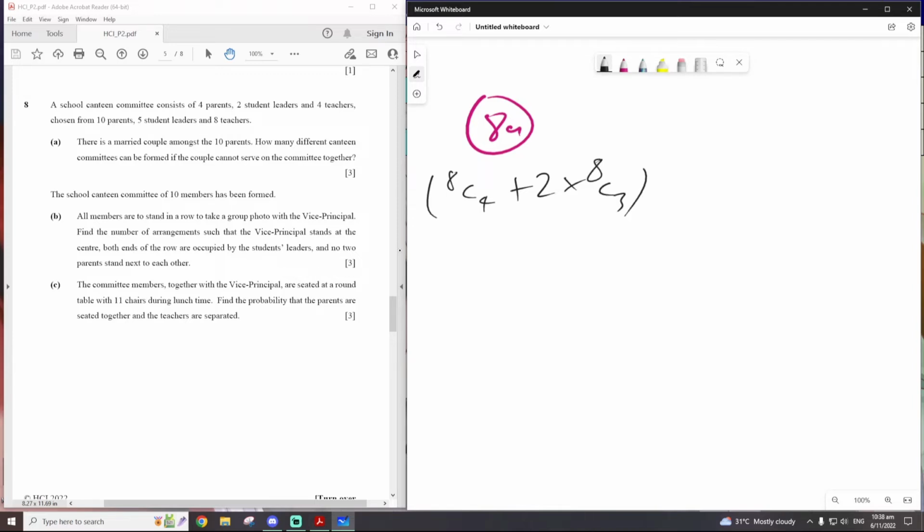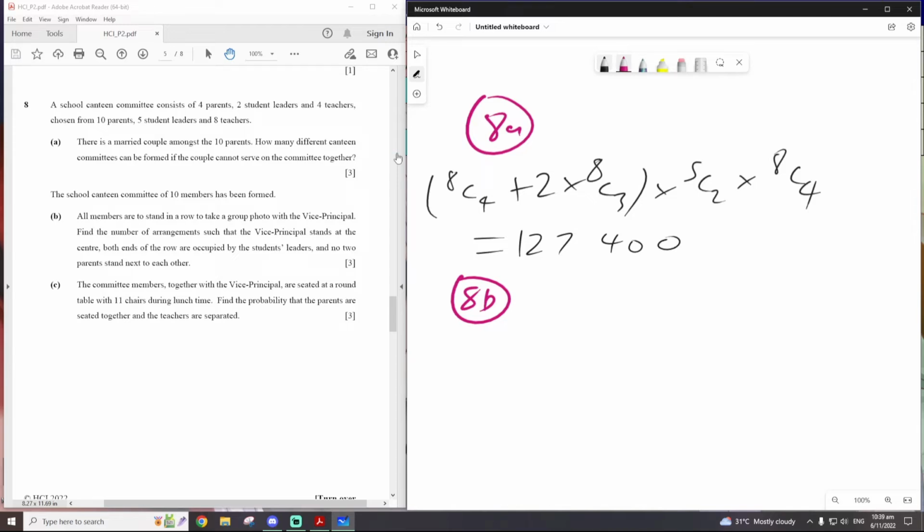Then there are no more restrictions, so the rest is you choose 2 out of 5 student leaders, so 5 choose 2. Then you choose 4 teachers from 8, so 8 choose 4. That will be the entire calculation already, and this turns out to be 127,400.